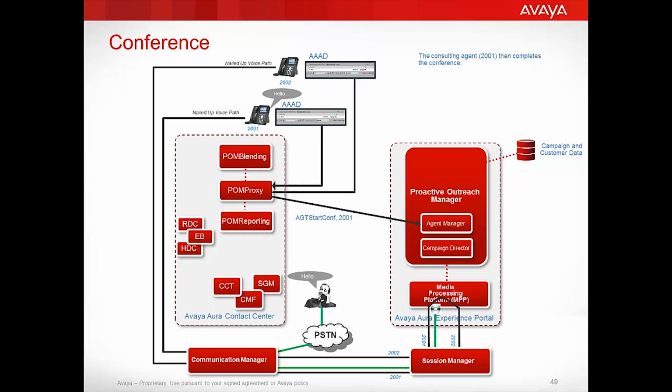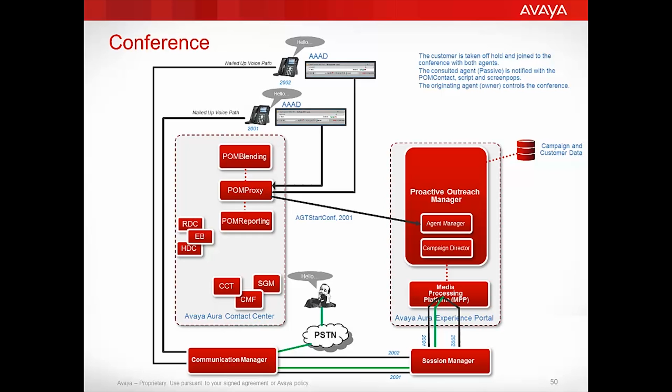The consulting agent, 2001, then completes the conference. So that's clicking on the conference button again on agent desktop. And that generates the AGT start conference message over to POM. The customer is then taken off hold and joined to the conference with both agents. We can see this on the MPP server.